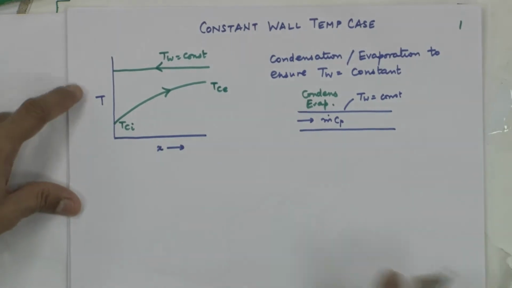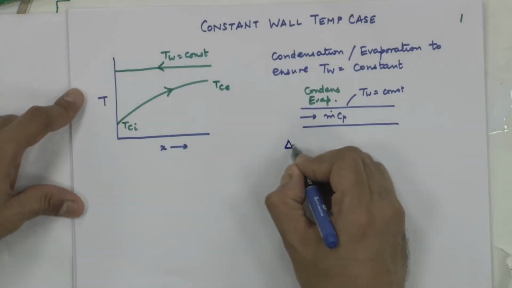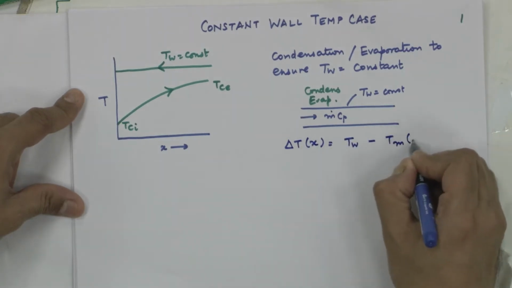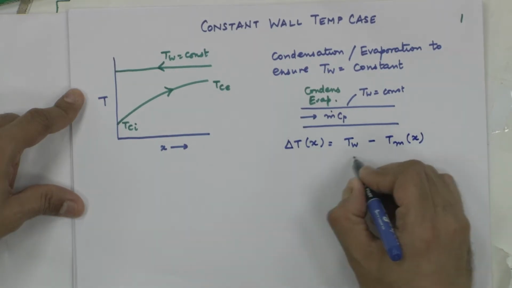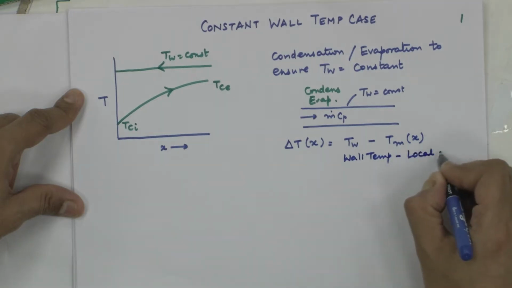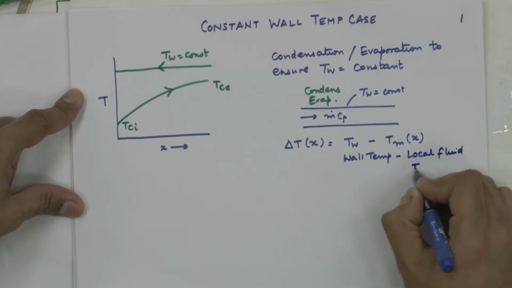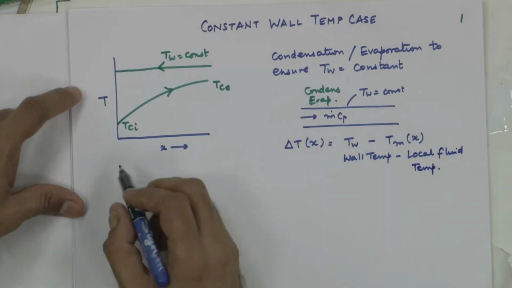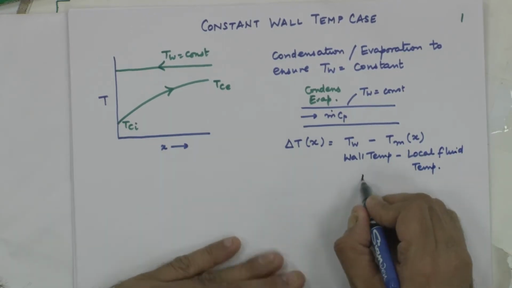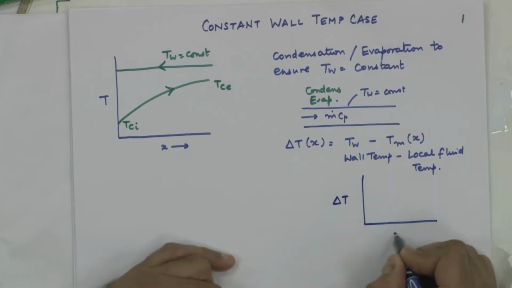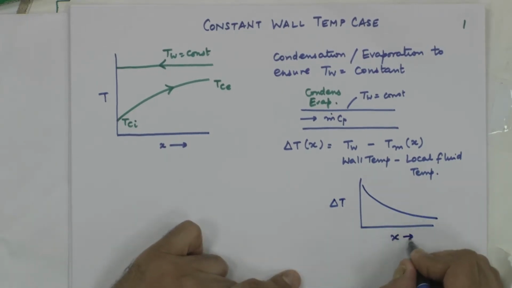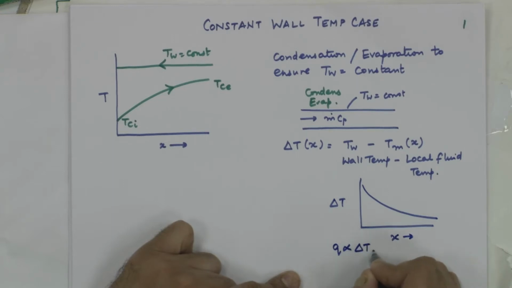As can be seen, the driving temperature difference delta T as a function of x is T wall minus T bulk mean local. So, wall temperature minus local bulk mean temperature of the fluid, the local fluid temperature. So, this potentially varies along the flow direction. If I plot this delta T as a function of x, it is going to continually decrease along the flow direction, and we know that Q is directly proportional to delta T.